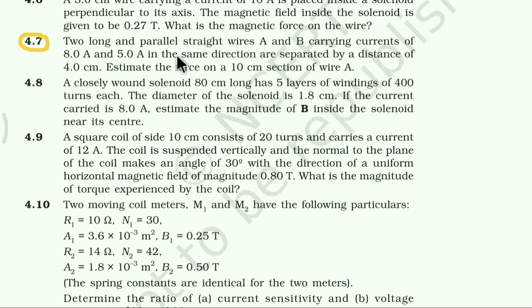Two long and parallel straight wires A and B carrying currents of 8 ampere and 5 ampere in the same direction are separated by a distance of 4 cm. Estimate the force on 10 cm section of the wire A. So go to the answers of this question.